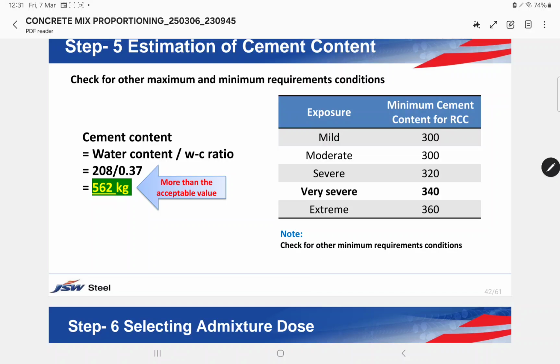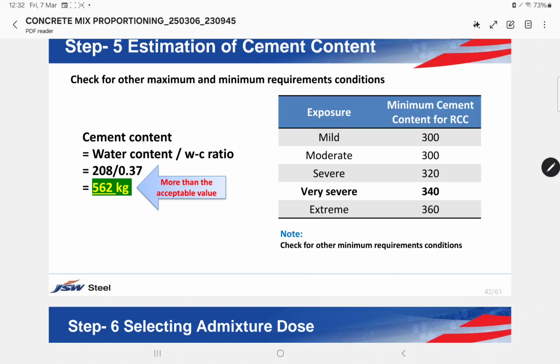In some cases, the standard says that if you are doing some underwater concreting, then your minimum cement content requirement is 380 kg, so you need to check that also. So in any case, it is satisfying the minimum cement requirement criteria. But what about the maximum cement content criteria?